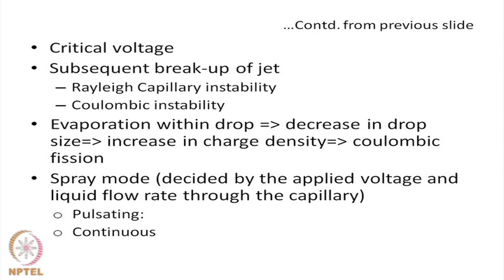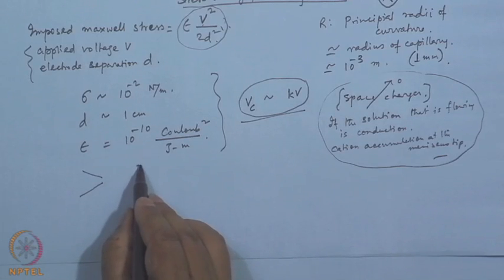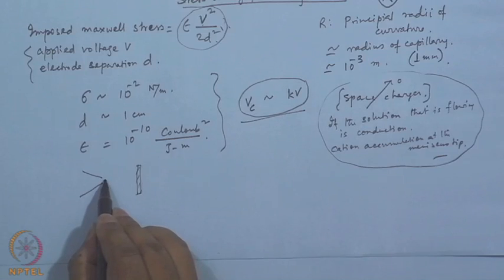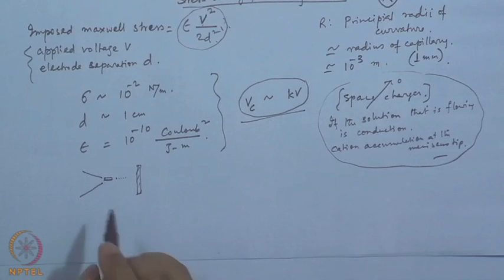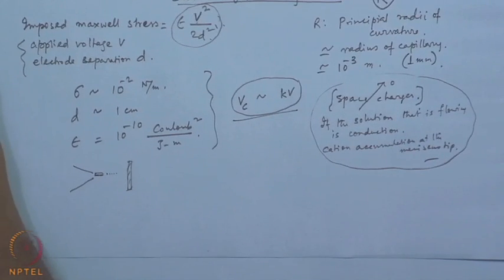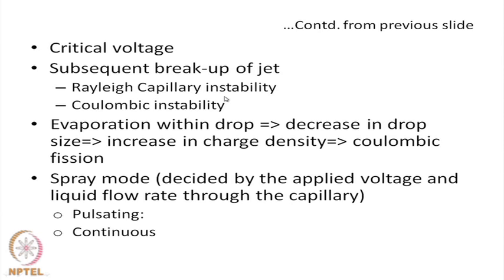This is the cone from which the liquid is coming, and this is the ground plate, and a jet comes out of this. Now, this jet subsequently breaks up into small droplets. This breakup is possible by two mechanisms. One we see here is Rayleigh capillary instability, the other is Coulombic instability. The first type of instability we have already studied on a previous occasion.